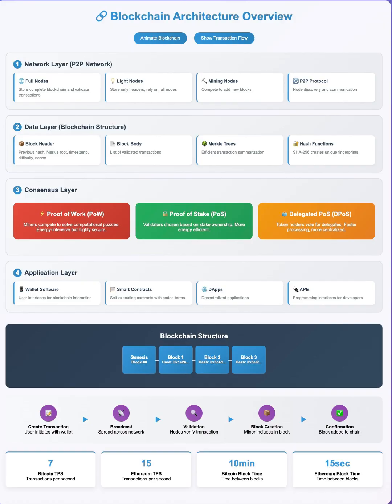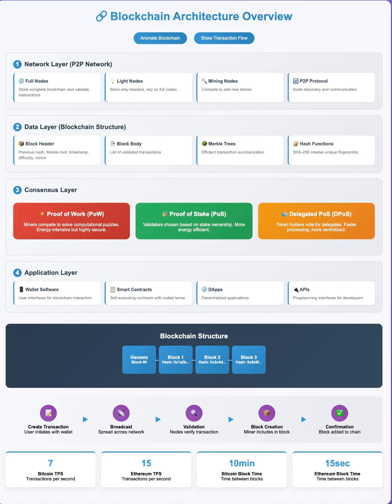Let's dive in. Main architecture overview. Think of blockchain architecture like a building. It's constructed in layers, with each layer serving a specific purpose. We have 4 main layers. Network layer, the foundation that connects everyone. Data layer, how information is organized and stored. Consensus layer, the agreement mechanism. Application layer, what users actually interact with. Let's start from the bottom and work our way up.